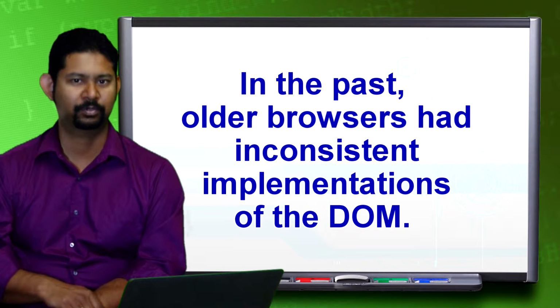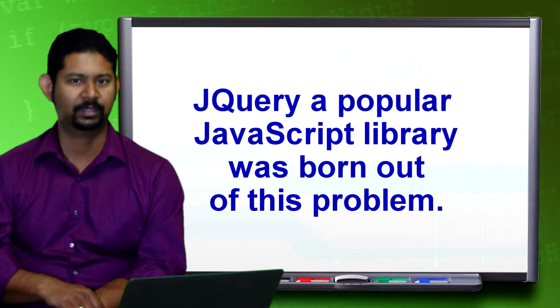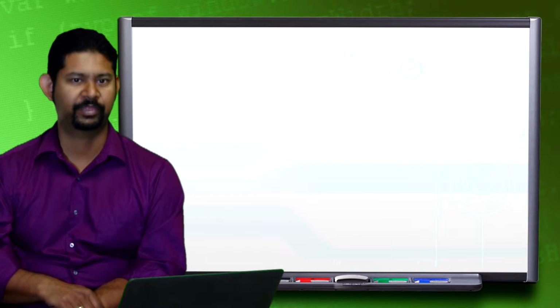In the past, older browsers had inconsistent implementations of the DOM, which led to developers trying to solve these cross-browser problems. jQuery, a popular JavaScript library, was born out of this problem. With that, let's see the different ways to interact with the DOM.